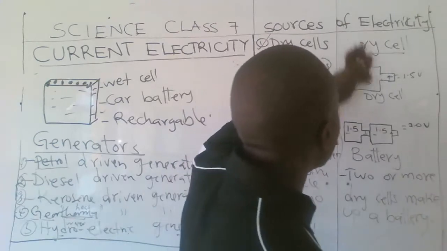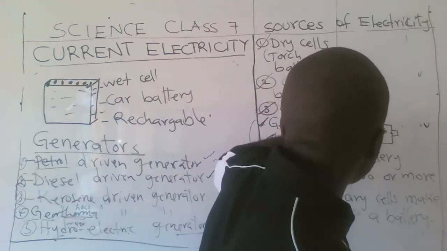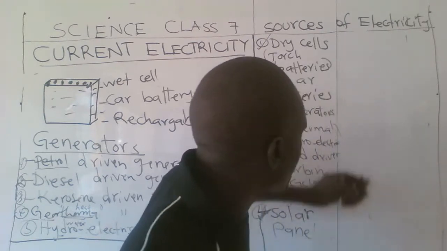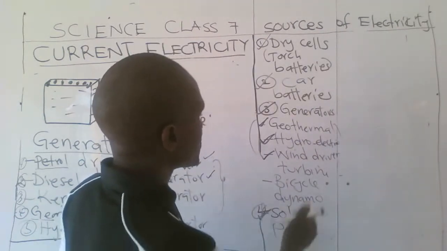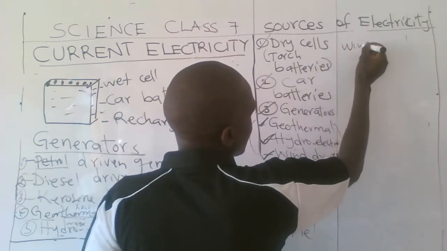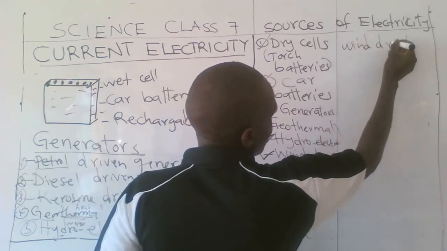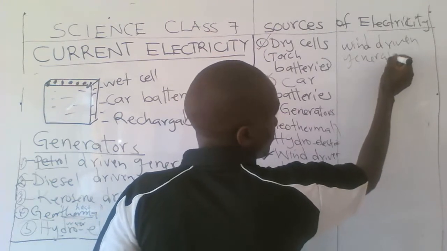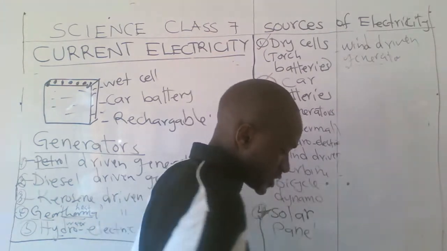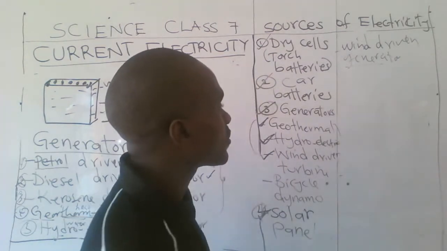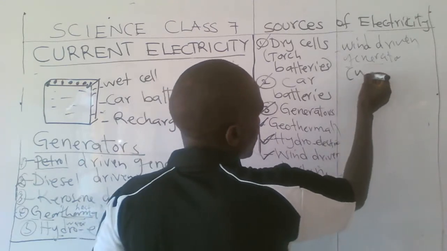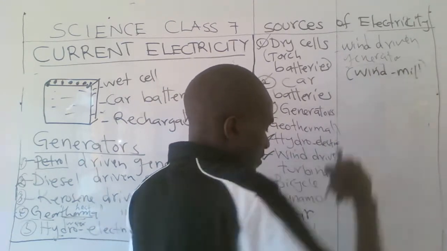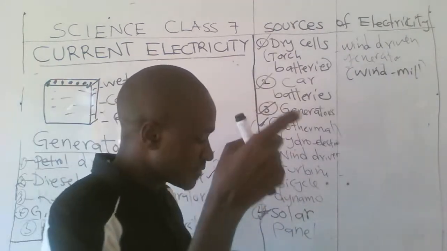Moving forward, I want us to move to the next one after the water or hydro-driven generator. Let's move to the wind-driven generator. This is what we call a windmill. Some people call it a windmill. You see, the windmill is rotating.